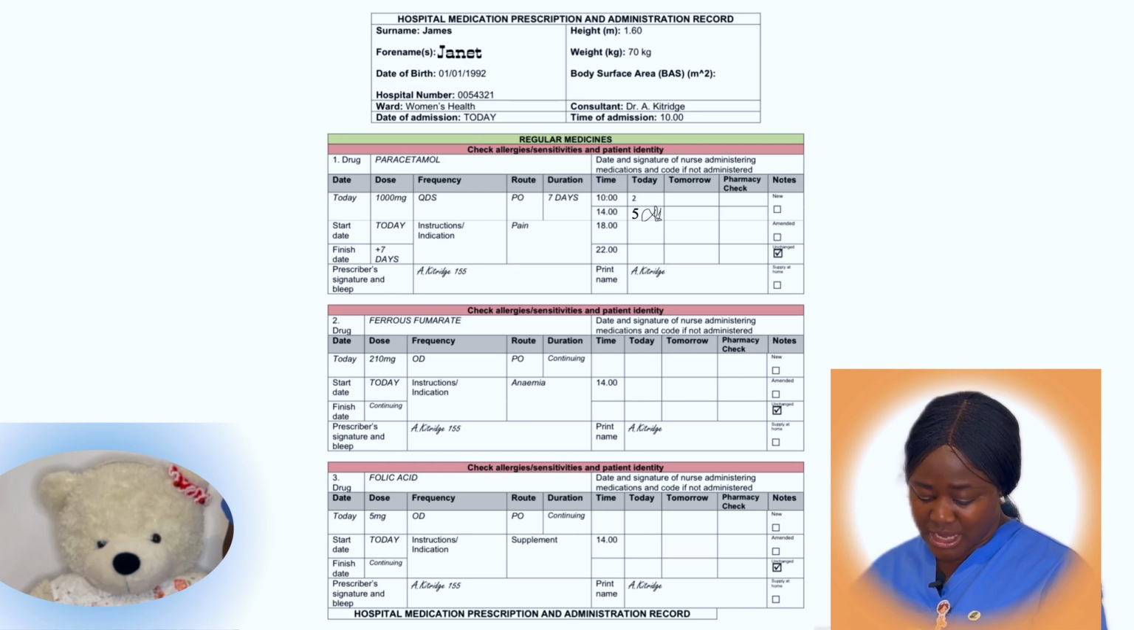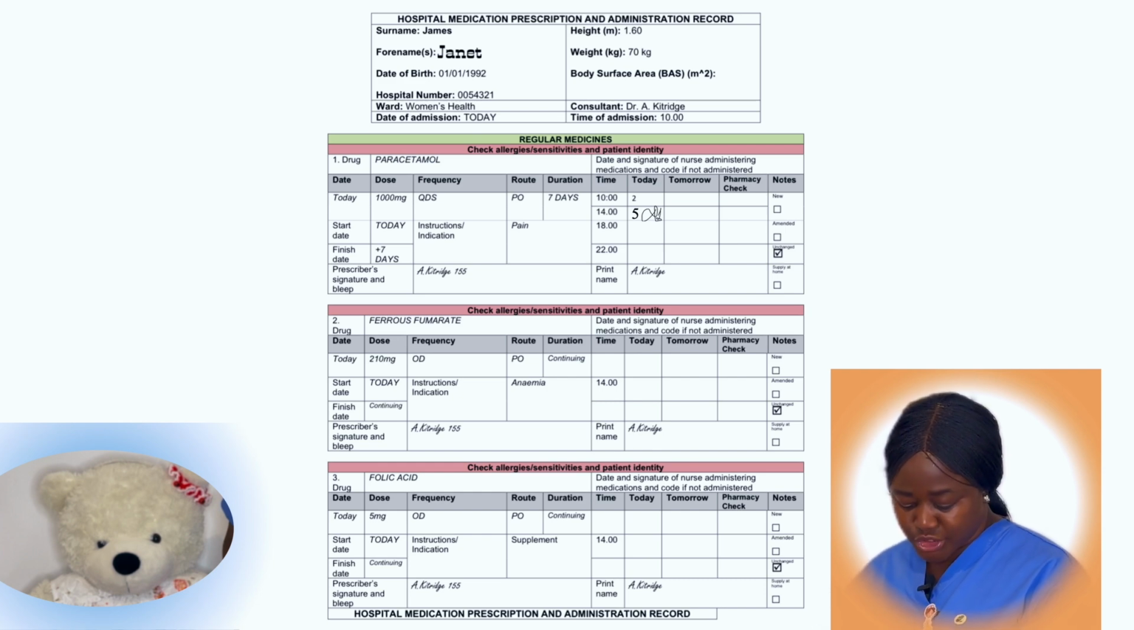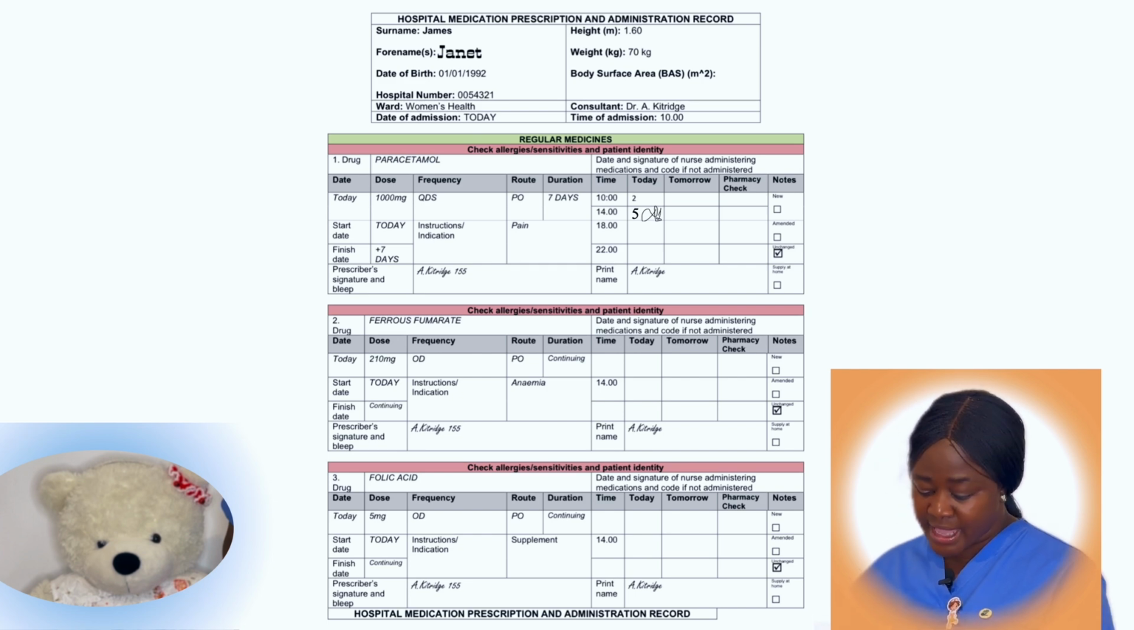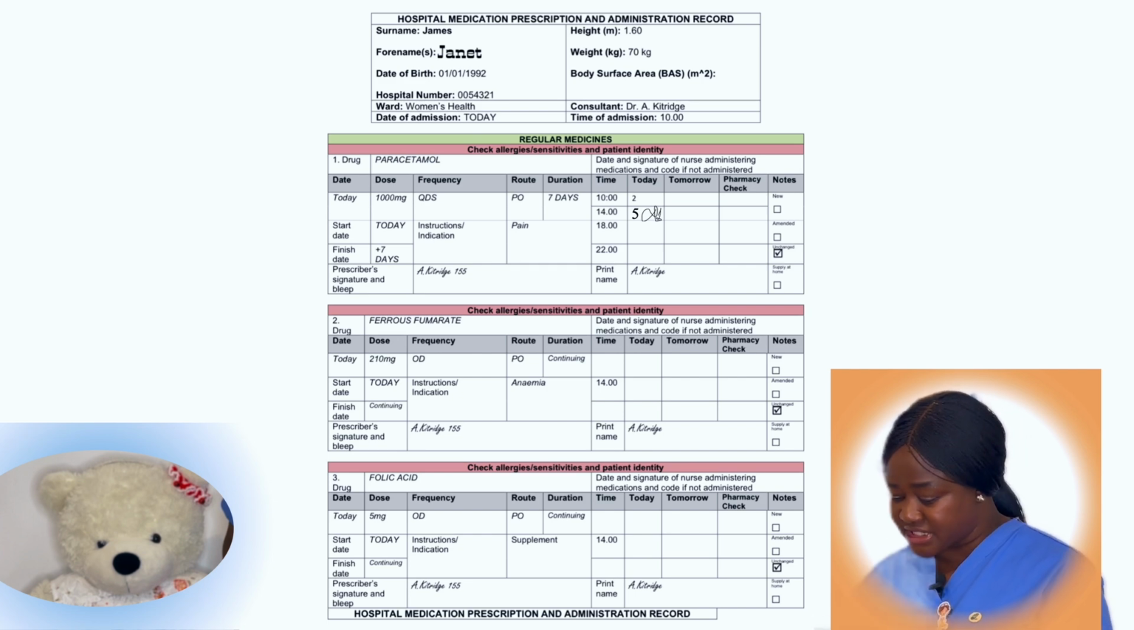The next medication I've got is ferrous fumarate. Date is today. Dose is 210 milligram. Frequency is once daily. Route is per oral. Duration is continuous. Start date is today. Finish date is continuous. Instruction is for anemia treatment. Duly signed by Dr. A. Kittredge. Blip number 155. Print name A. Kittredge. This prescription is valid, legible, and complete.